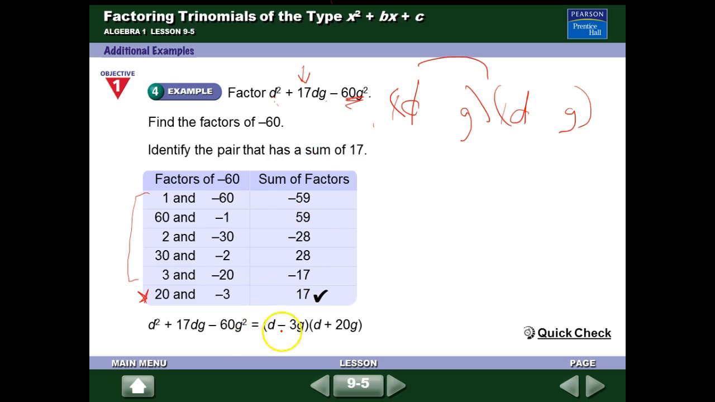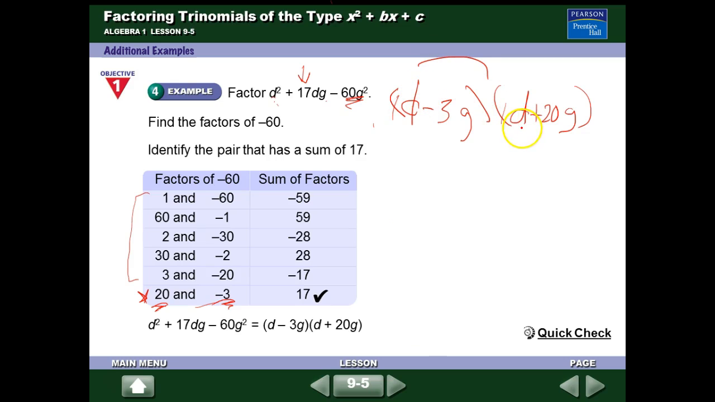Now I need to put in my two terms, my ordered pair, 20 and negative 3, and figure out where they belong. So I get a negative 3g plus 20g. This part does get tricky, where you put these, and you're going to see that even more later on. It's just trial and error and checking your work. Make sure you do it.